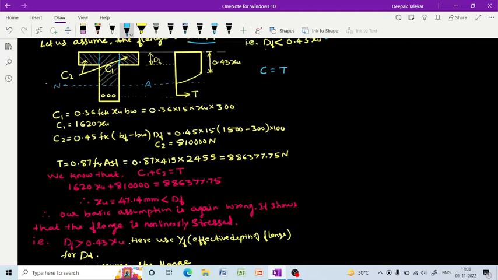So I call it C1 due to this beam portion, and C2 due to the two pieces of the flange portion. So C1 is equal to 0.36 FCK XU into BW. So XU is the depth and BW is the width.